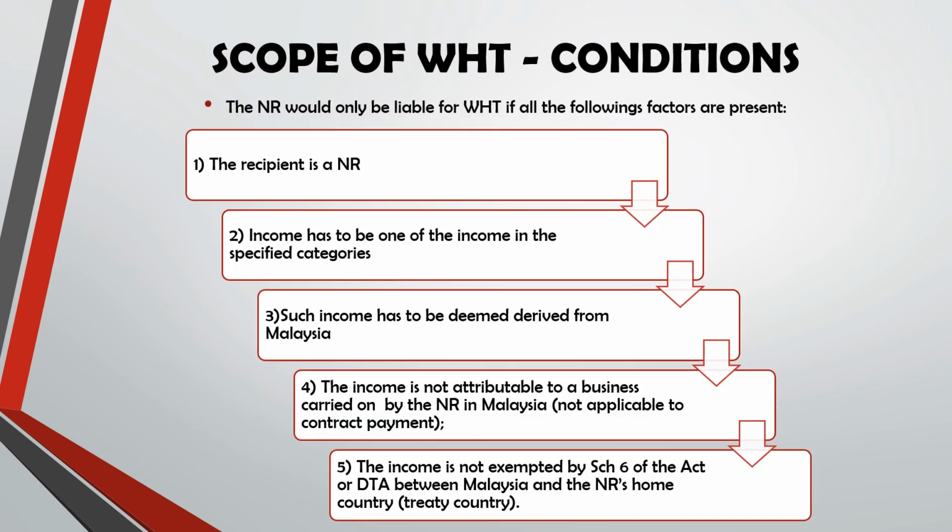So the conditions. The non-resident would only be liable for withholding tax if all the following factors are present. The first one, the recipient must be a non-resident. Second, the income has to be one of the income in the specified categories, as has been explained in the previous slide. The third one, such income has to be deemed derived from Malaysia. So we will look into the deemed derivation of income when we move from one income to another.